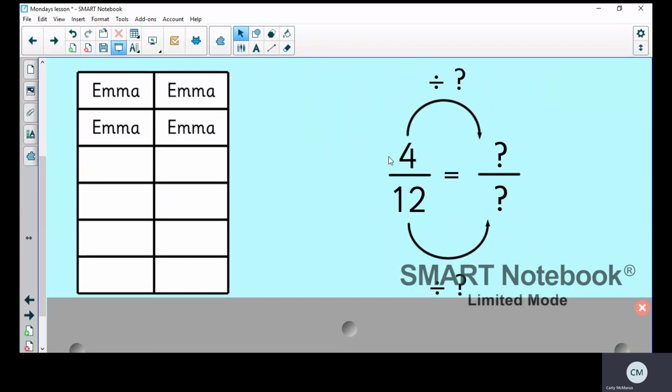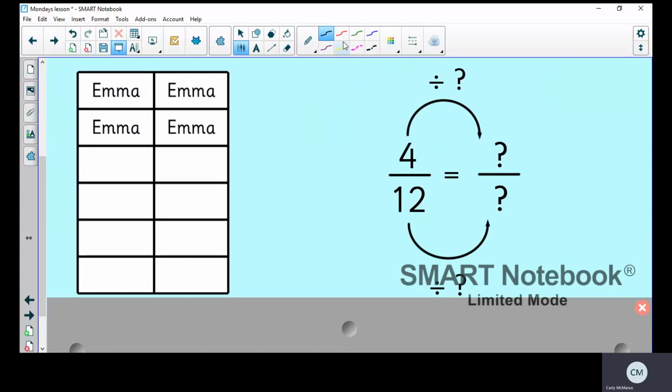Does 3 fit into both? Well, no, because 3 doesn't fit into 4, does it? 3, 6. Does 4 fit into both? Well, 4 fits into 4. Does 4 fit into 12? 4, 8, 12. Yes, it does. 4 fits into both 4 and 12.